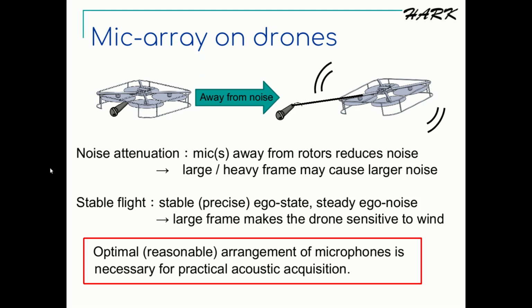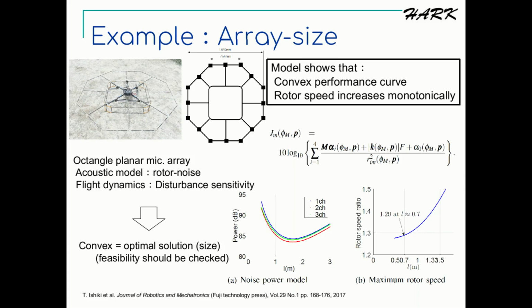Therefore, there is a trade-off between installing the microphones at a distance from the noise to attenuate its effect, and achieving stable flight by putting all devices close to the center of mass, which implies we have to consider some optimal solution. For simplicity, we consider the case of a polygon-style 16-channel planar mic array as shown in the figure here. Considering the control effort to compensate for some bounded wind disturbance affecting the edge of the mic array, the power of the noise emitted by the rotors is modeled as the index to evaluate the performance of the array.